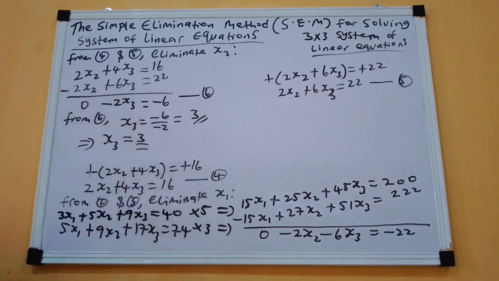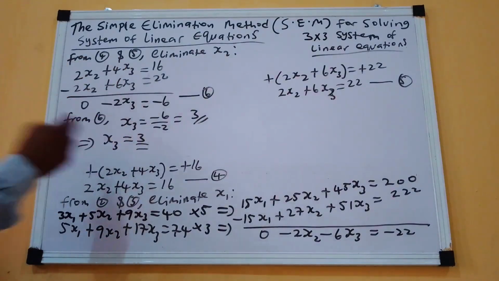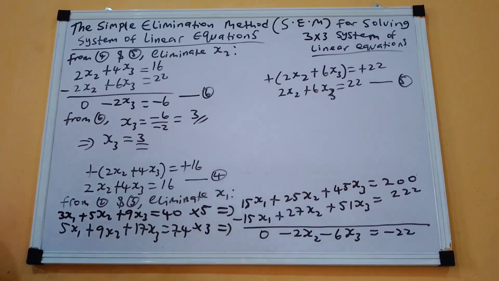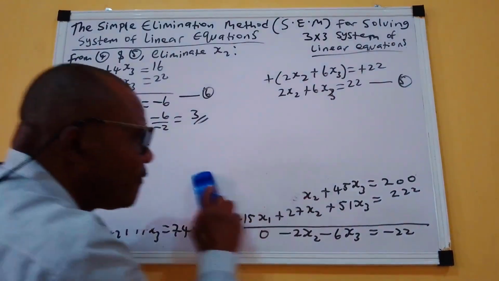So you can see how we have used the first two equations: from equations 1 and 2 we eliminated x1, and from equations 2 and 3 we eliminated x1. We now produced equations 4 and 5. Now from equations 4 and 5 we have eliminated x2 to have x3 left. So we have been able to get x3 successfully to be 3, permitting us to claim this part of the board.